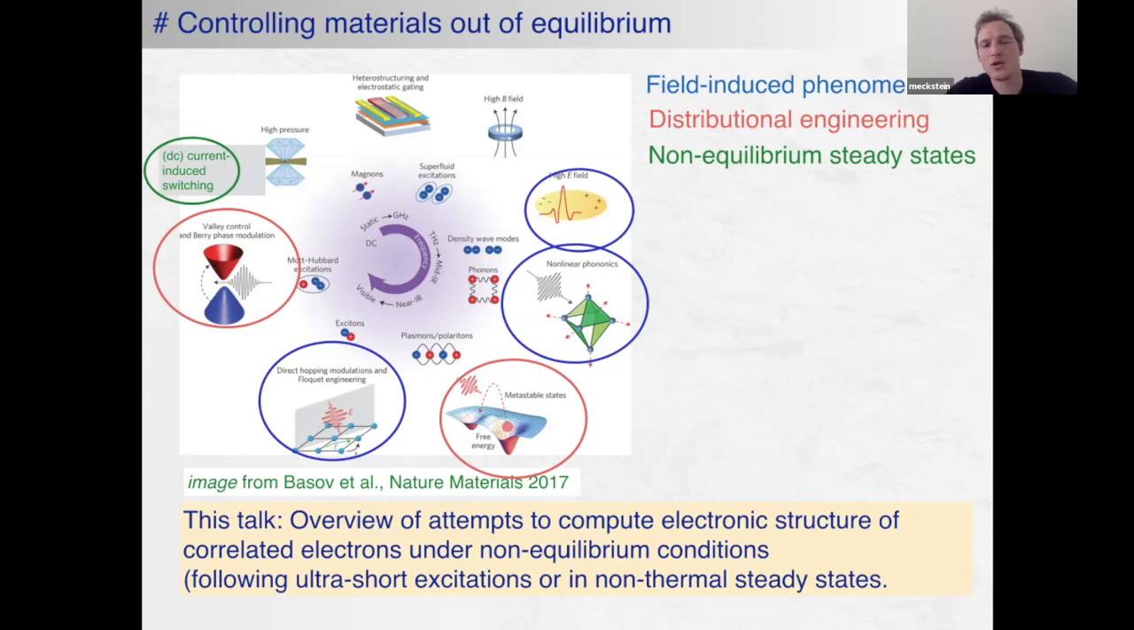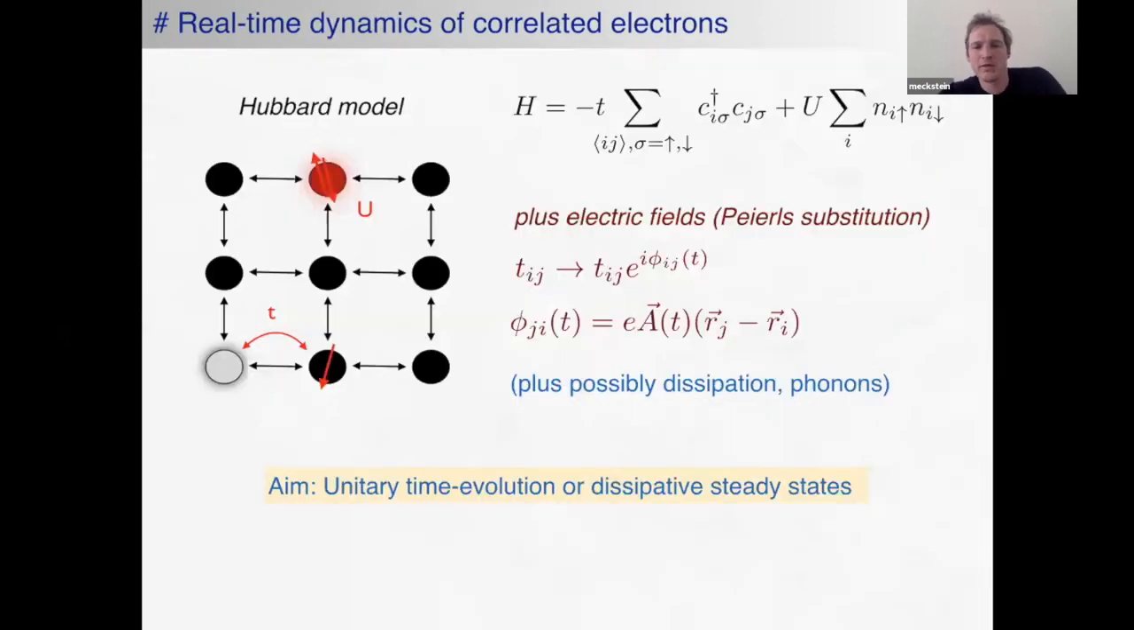And as Antoine asked me to have a special focus on non-equilibrium steady states, and thus phenomena, I will also have a more strong focus on this. Okay, so in the first few slides, I want to give a very brief overview of what has to be done or what is done theoretically.